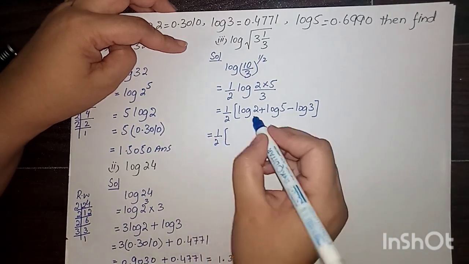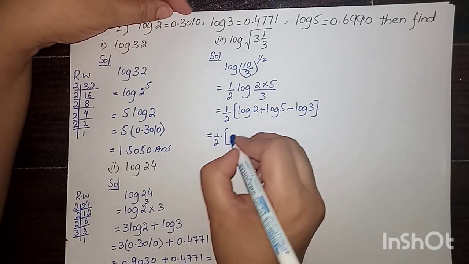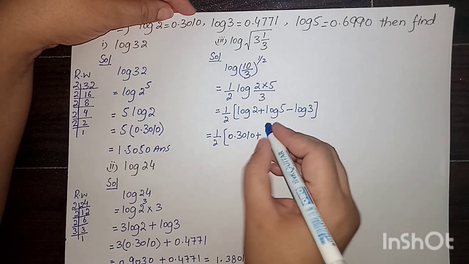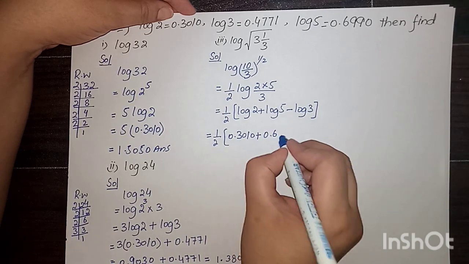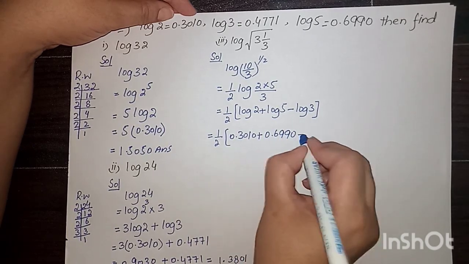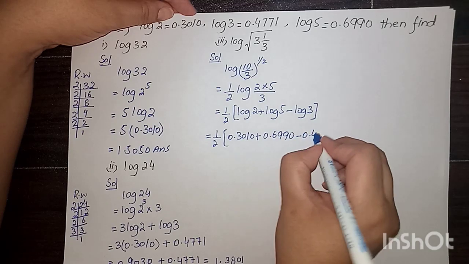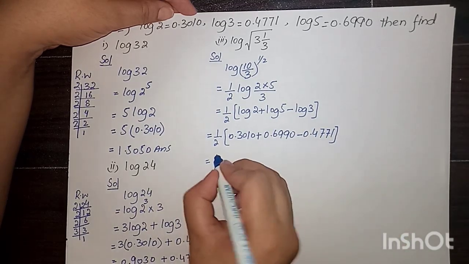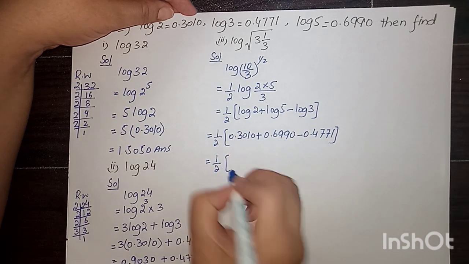Now by writing the values, this is 0.3010 plus 0.6990 minus 0.4771. So this is equal to 1 over 2 of that.